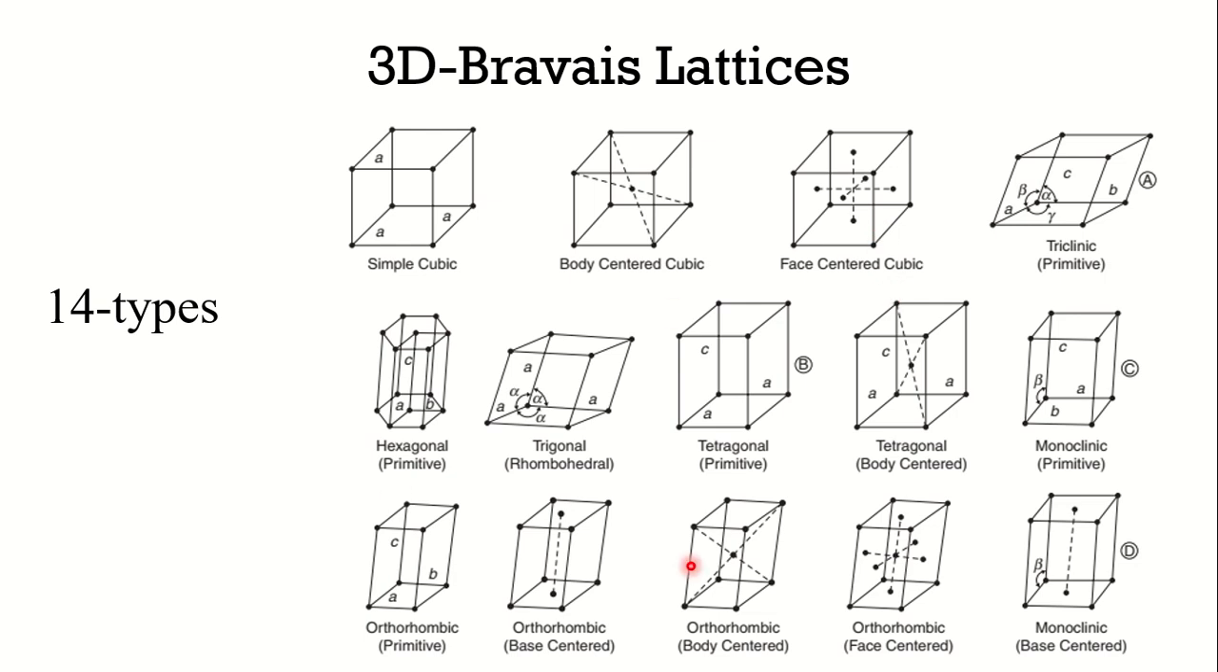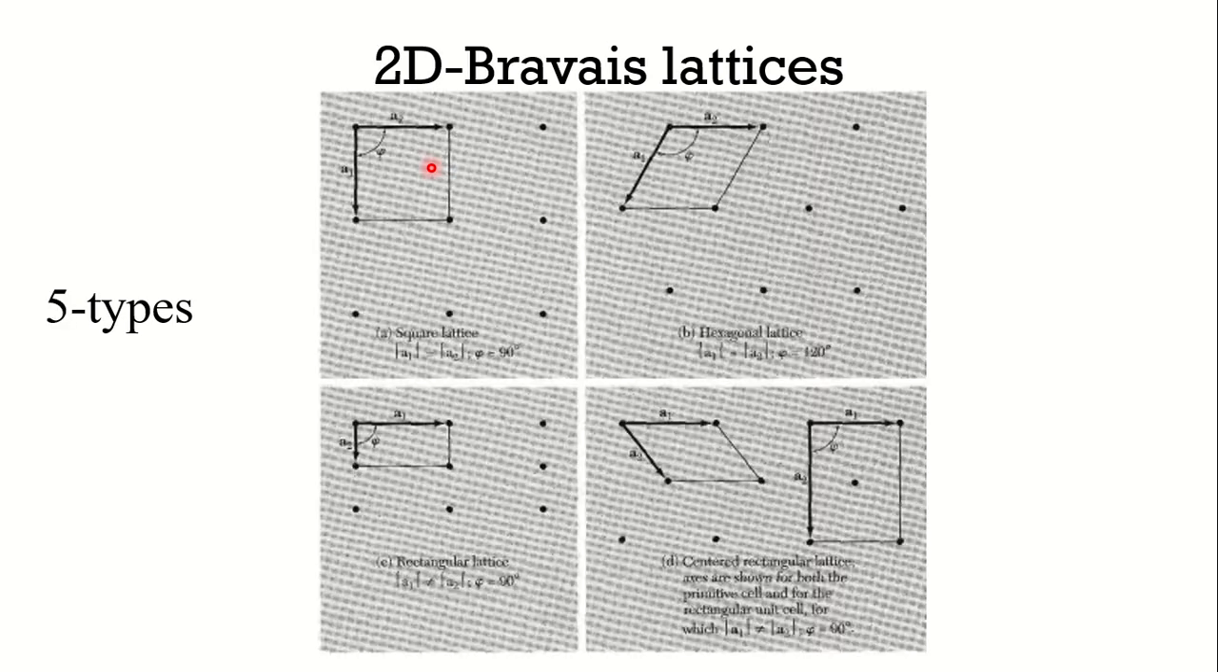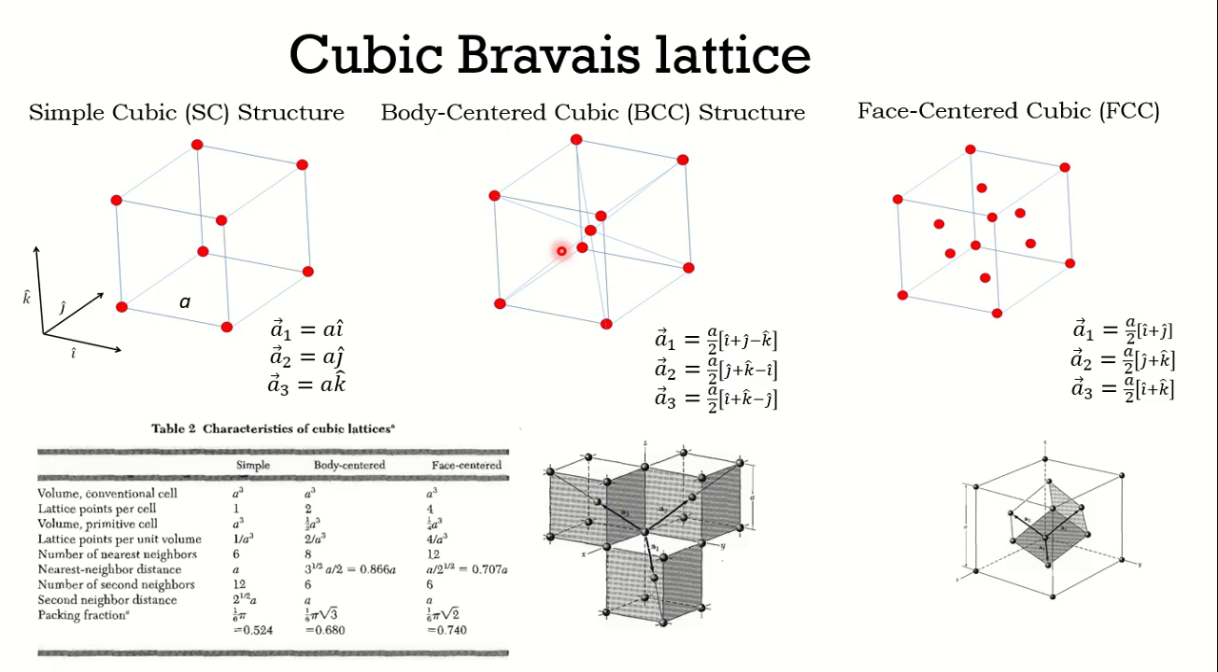We will not focus on the other types. Just keep in mind there are 14 types of Bravais lattice in 3D. In 2 dimensions also we have 5 types of Bravais lattice. These are the 5 types. Now we will discuss in detail each of the cubic structures.